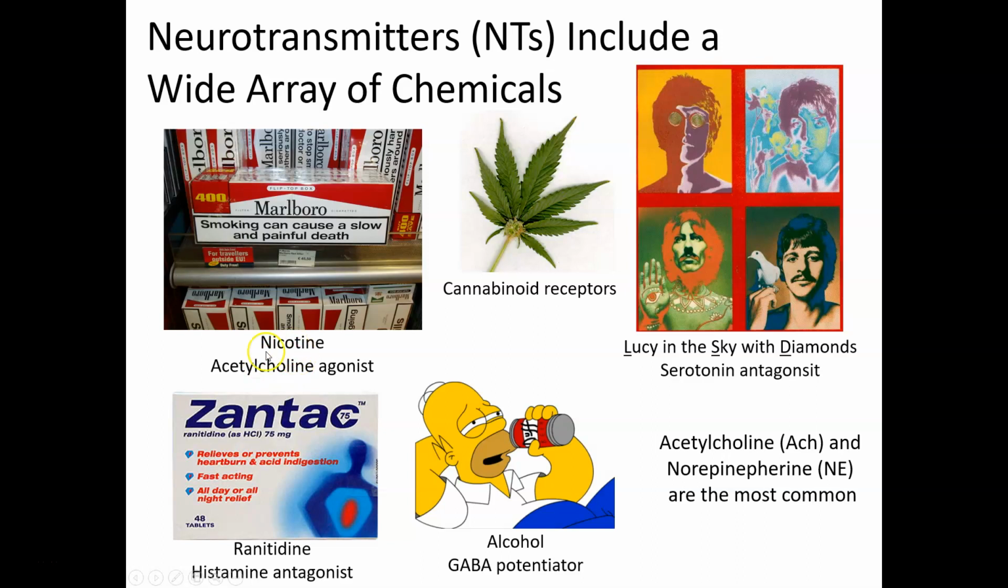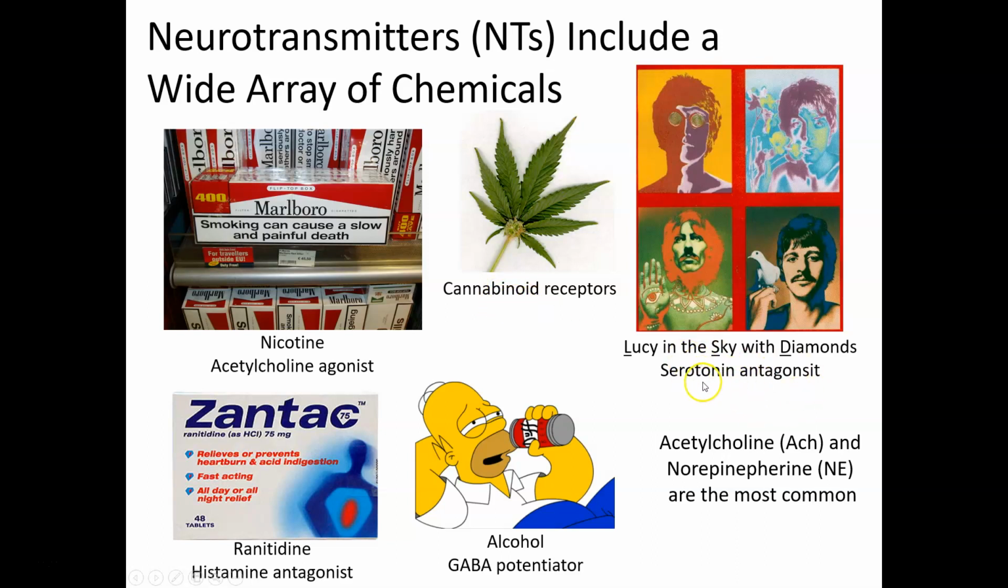So nicotine is what we call an acetylcholine agonist. So it excites. Remember, agonists are chemicals that excite receptors. So an agonist for acetylcholine would excite acetylcholine receptors. Nicotine does that. We have the endocannabinoid receptors that we can see in the body. That's what cannabis, basically like marijuana, right? THC would bind to and have an effect.